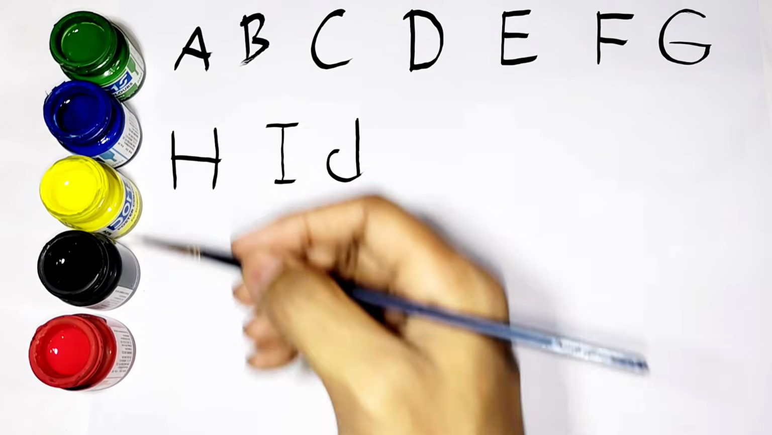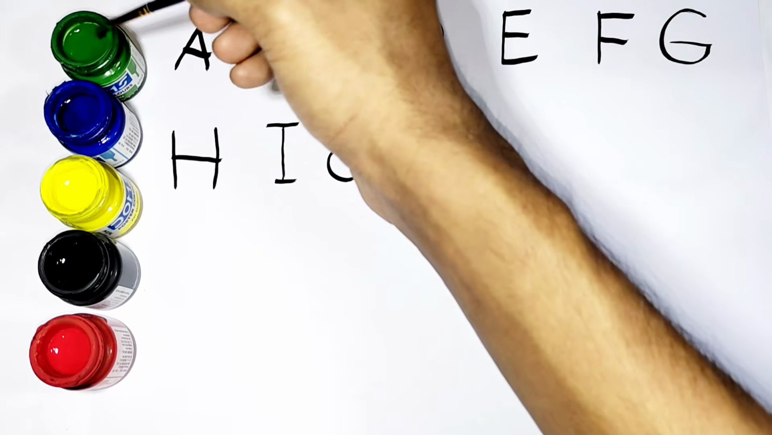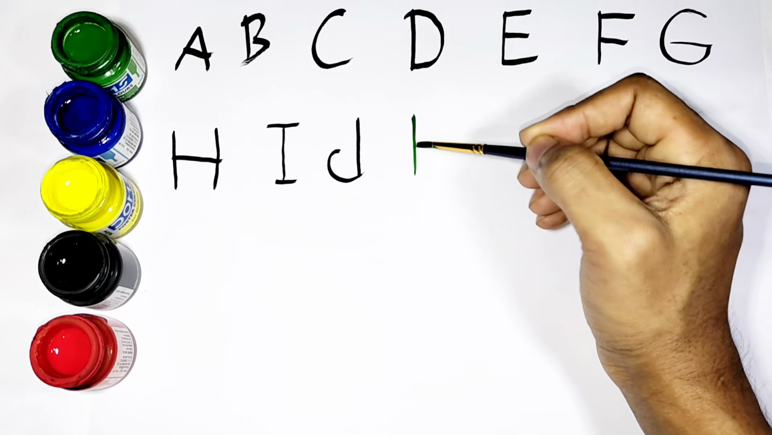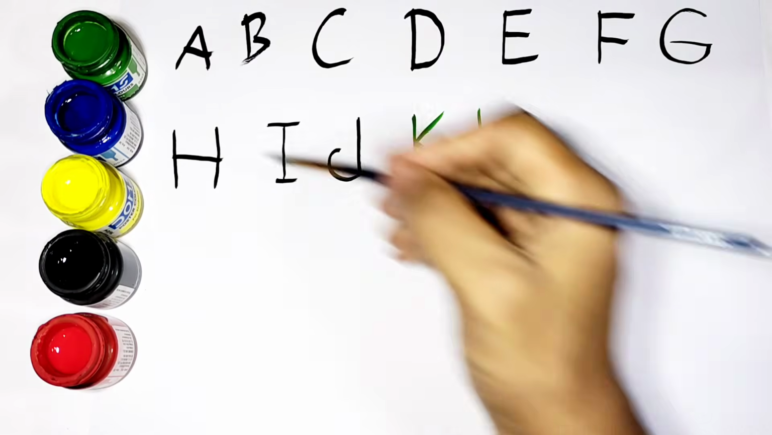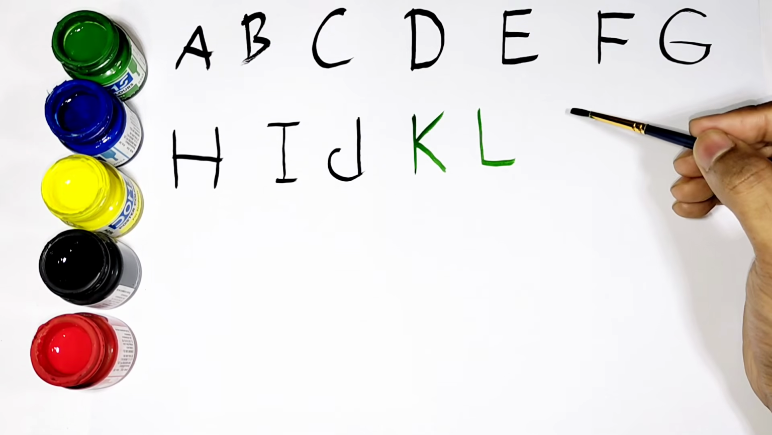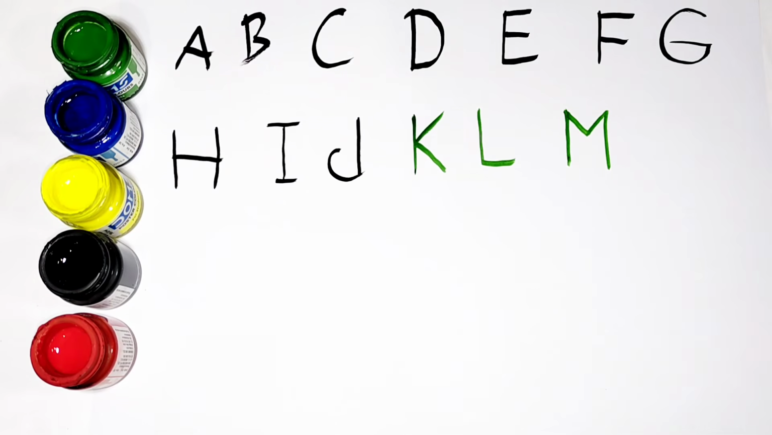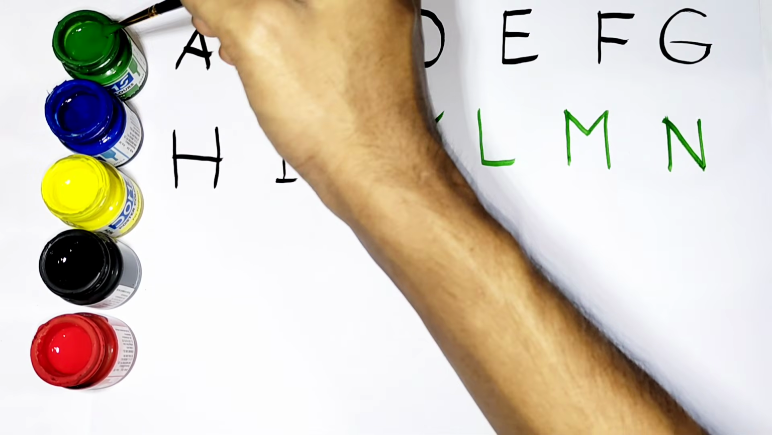Kids, now we are using the color of green. Now we use green color and draw the alphabet of K. The next one is L. And now we draw M. The next one is N for nose, N for nest. Now we draw O, the alphabet of O.